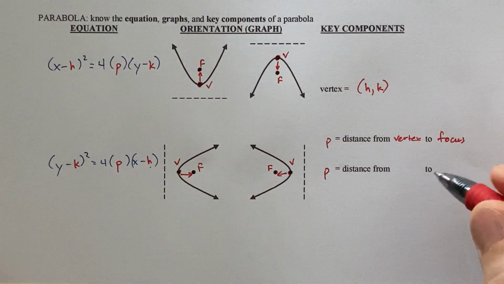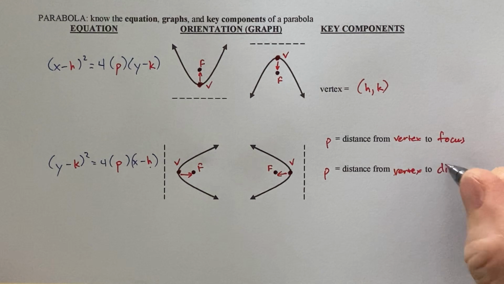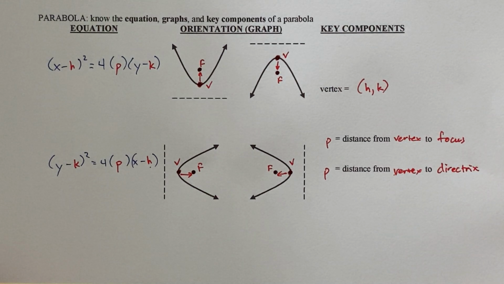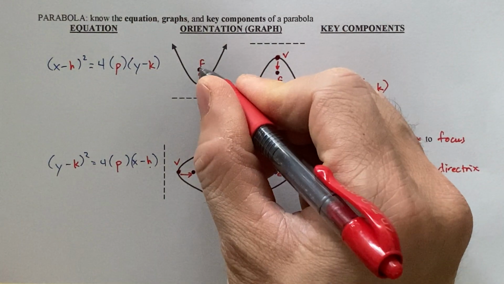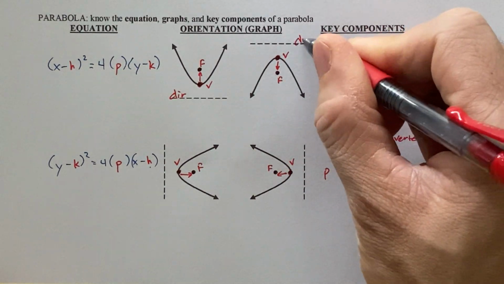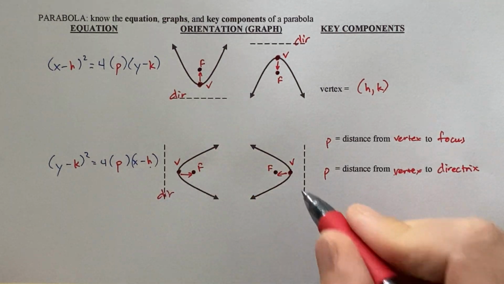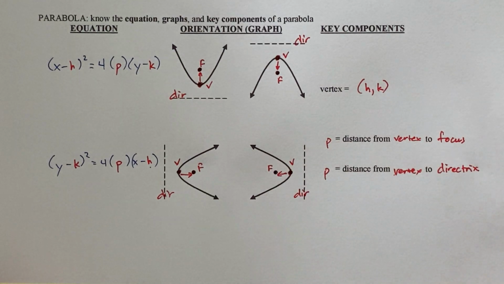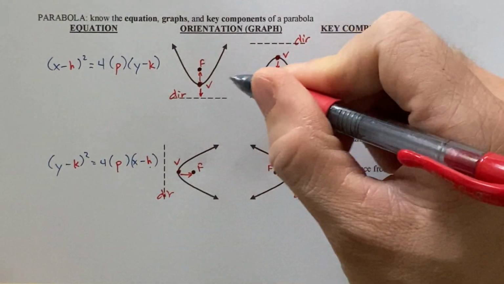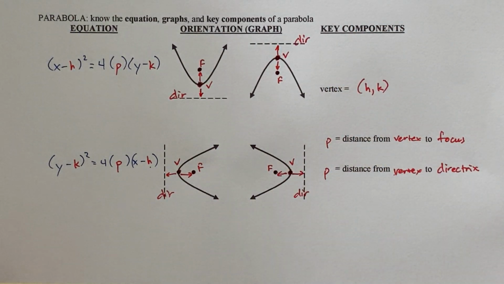P is also the distance from the vertex, that same point that we were talking about at the very beginning, to something called the directrix, okay? What is the directrix? The directrix is a line on the opposite side of the focus. So if the focus is up here, then the directrix is down here. If the focus is beneath the frowny face parabola, then the directrix is above that. If it's opening to the right, the focus is on the right, and then the directrix is on the left. If the focus is on the left, then the directrix is on the right. P is also the same distance from that vertex to that directrix. So the vertex is actually sort of like a midpoint between the focus and the directrix.